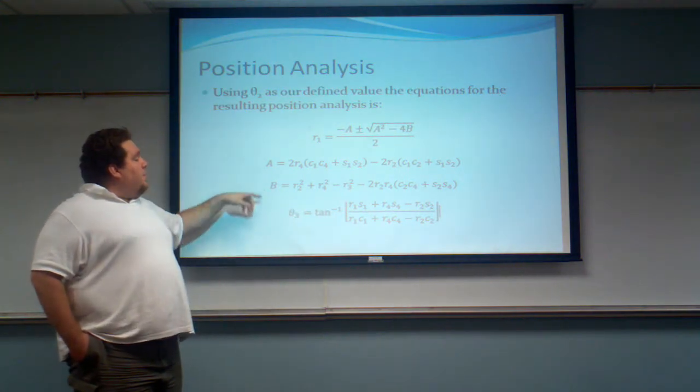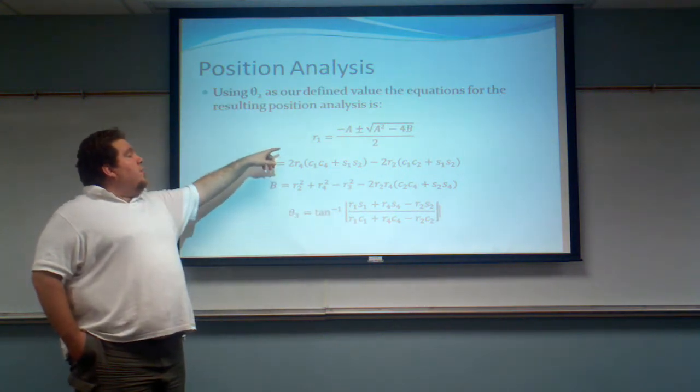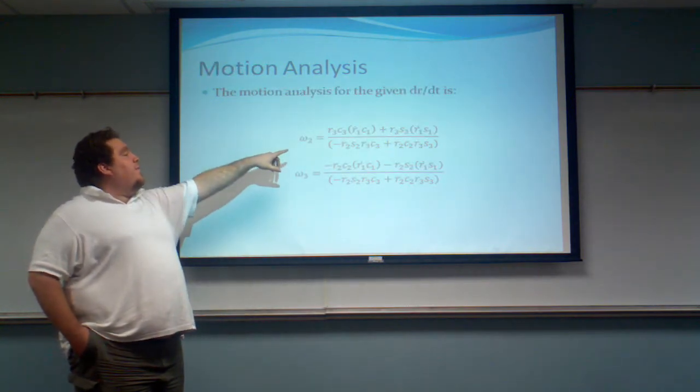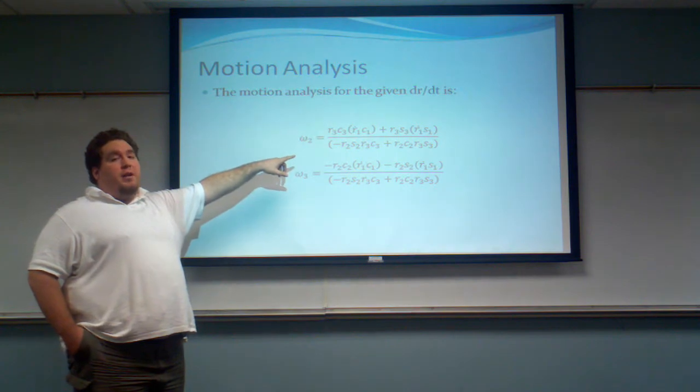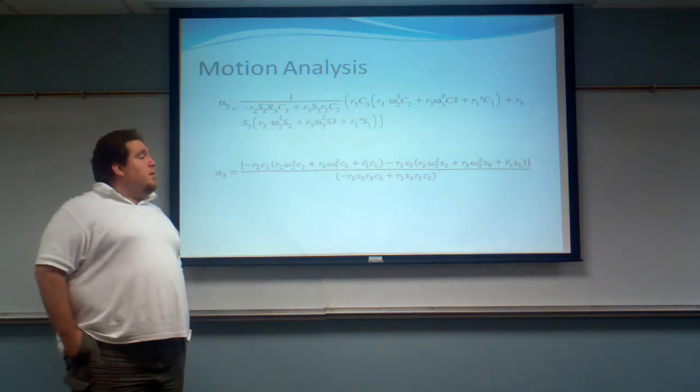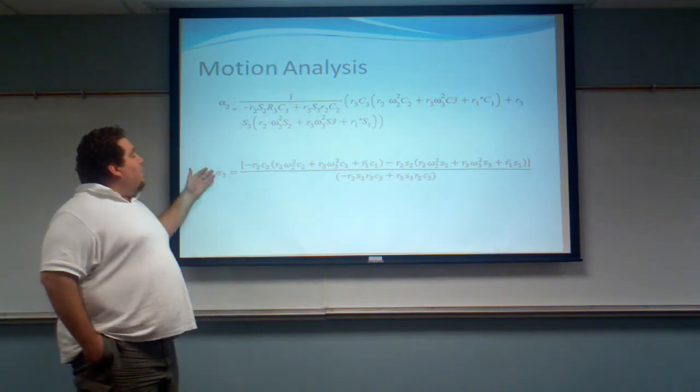After we found all of these positions for theta 3 and R1, we were then able to find omega 2 using that information and the R dot that was provided in the specifications. The same thing was followed for omega 3, as well as alpha 2 and alpha 3.